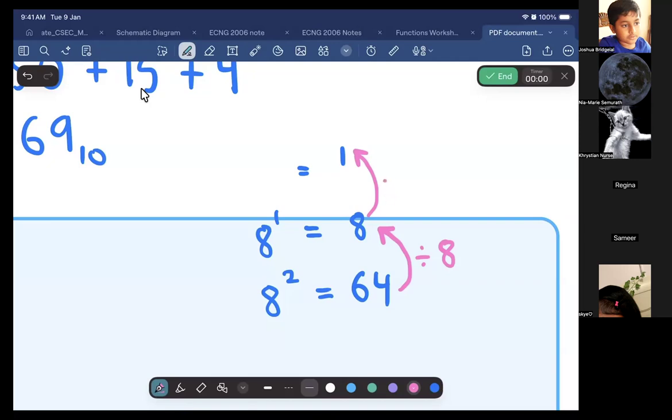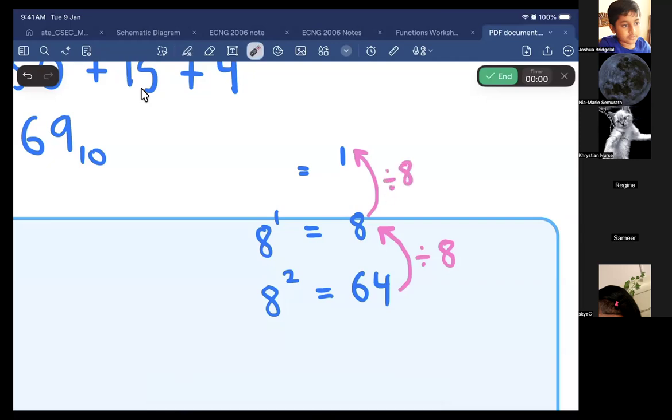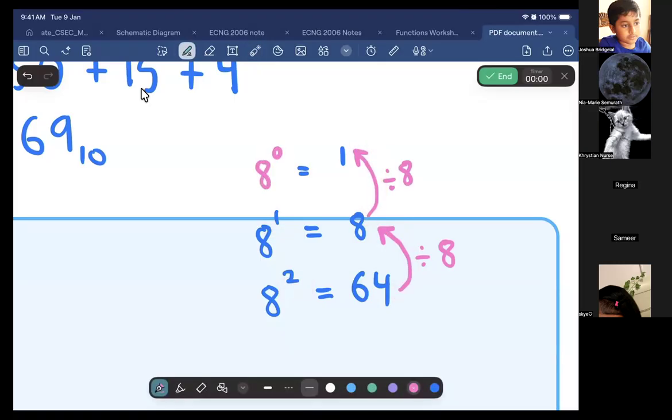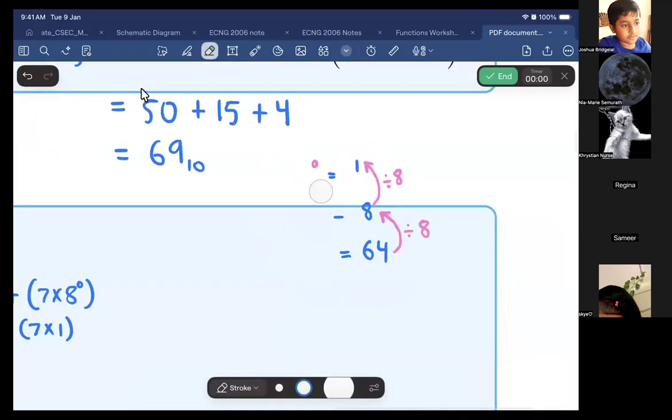Divide by 8. Now, you notice when I divide by 8, what happened to the power? This 2 went to what? 1. So if I divide by 8 again, what do you think the power is going to turn to? 0. 8 to the power 0 is 1. Anything to the power 0 is 1.